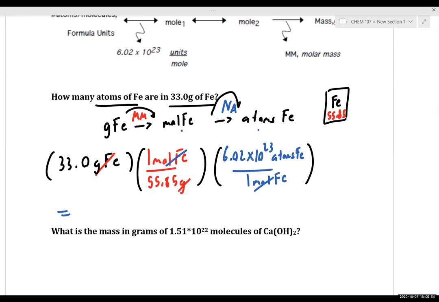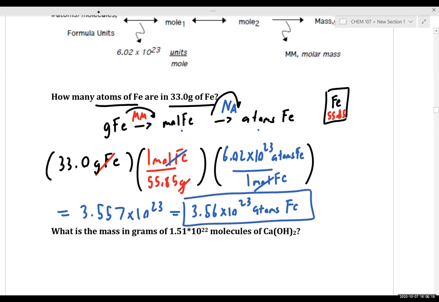And now punching this into our calculator, we have 33.0 over 55.85 times 6.02 EE23. That in turn gives us 3.557 times 10 to the 23rd that we round to 3.56 times 10 to the 23rd atoms of iron.